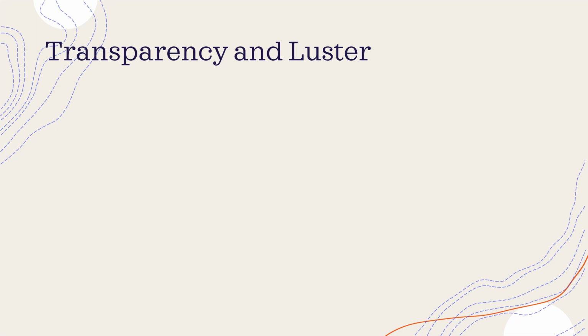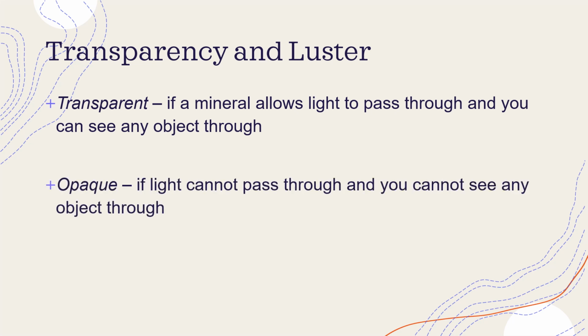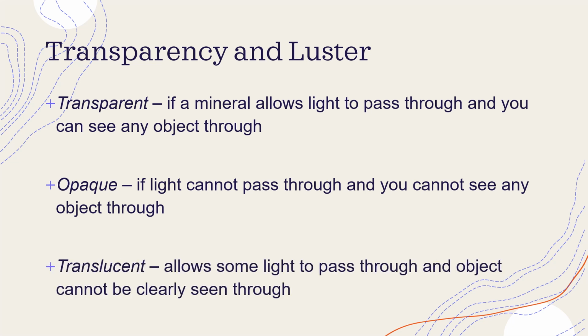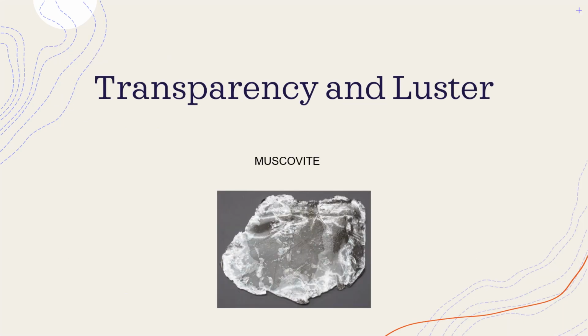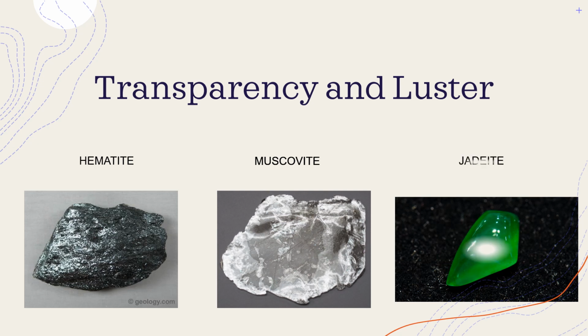Next property, we have transparency and luster. A mineral is considered transparent if it allows light to pass through and you can see any object through it. It is opaque if light cannot pass through and you cannot see any object through it. And finally, it is considered to be translucent if it allows some light to pass through and objects cannot be clearly seen through. Examples would be, for transparent, muscovite; for opaque, hematite; and finally, for translucent, jadeite.